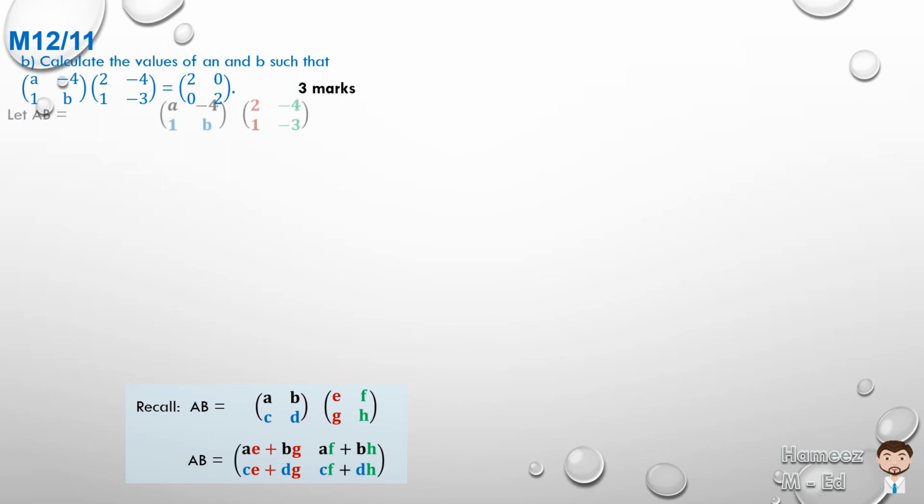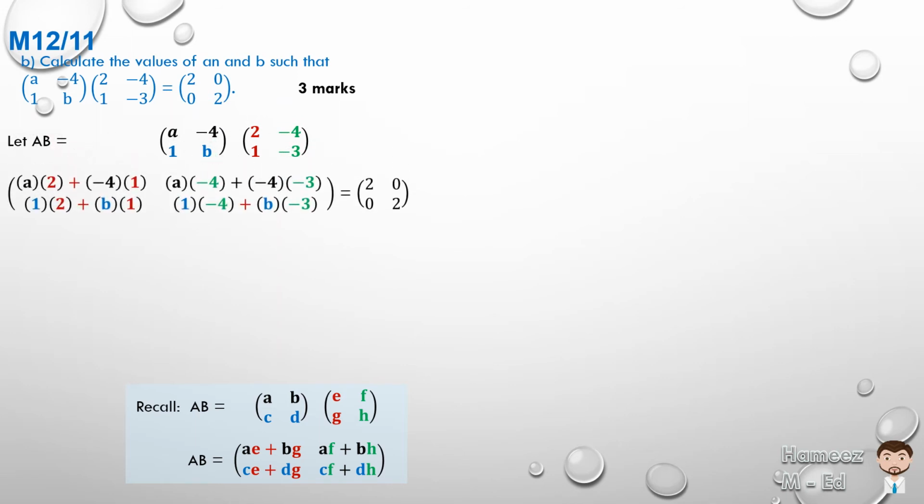So we'll apply that here for AB. So it'll be A by 2 plus minus 4 by 1, and then A by minus 4 plus minus 4 by minus 3. And below now, 1 by 2 plus B by 1, and then 1 by minus 4 plus B by minus 3. And that will give us 2, 0, 0, 2. So if we simplify there, A by 2 is 2A, minus 4 by 1 is minus 4.